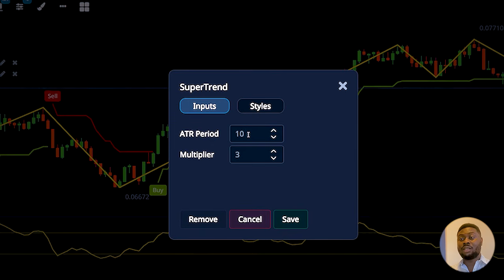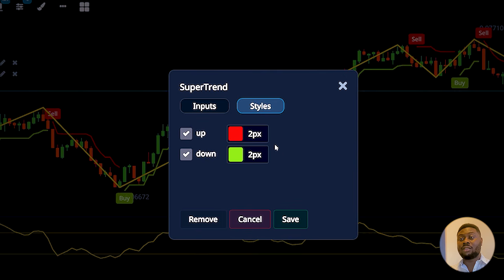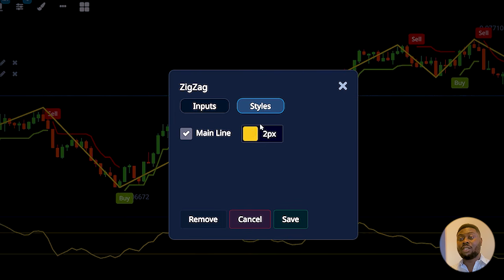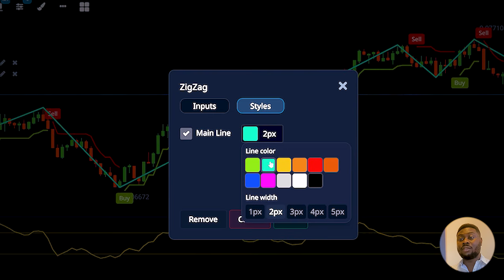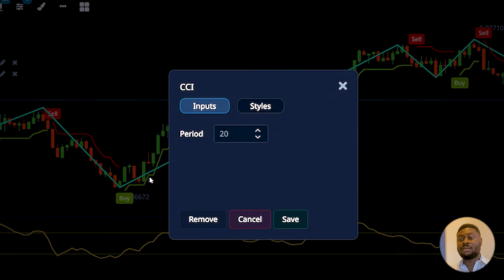The Super Trend ATR period will be 13. The multiplier will be 1.5. I keep everything standard in the indicator style settings. Now let's move on to Zigzag. Deviation will be 6, depth will be 13, and backstep will be increased to 4. I'll also change the color of the main indicator line to turquoise. I need it to stand out on the chart.